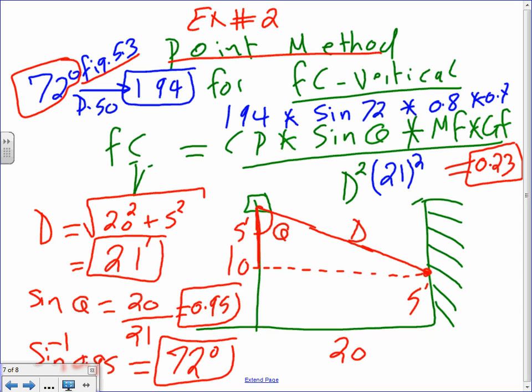194 multiplied by sine 72, 0.8, 0.7, these are all given factors, divided by the distance squared, gets you 0.23. Any question about calculating the foot-candle on a vertical, point-to-point or average, or on a horizontal, point-to-point or average? Guys, it's so easy. There are two formulas for the vertical and two formulas for the horizontal. This one that you're looking at right now is for the point-to-point on a vertical. Do you have anywhere where you have all the formulas?